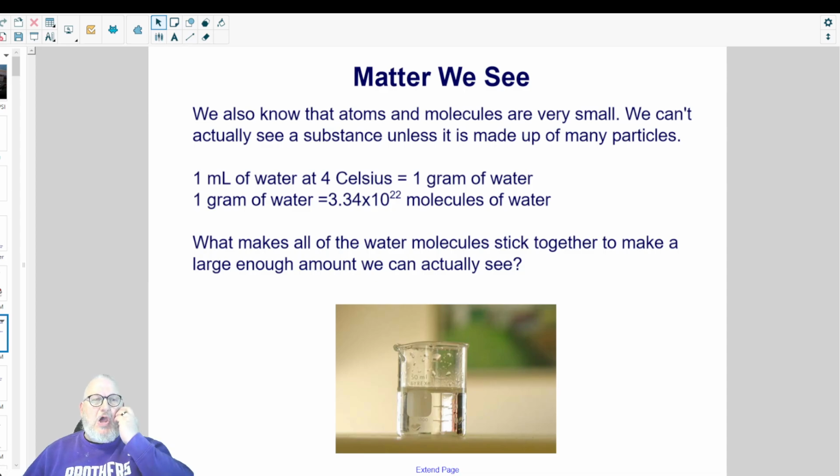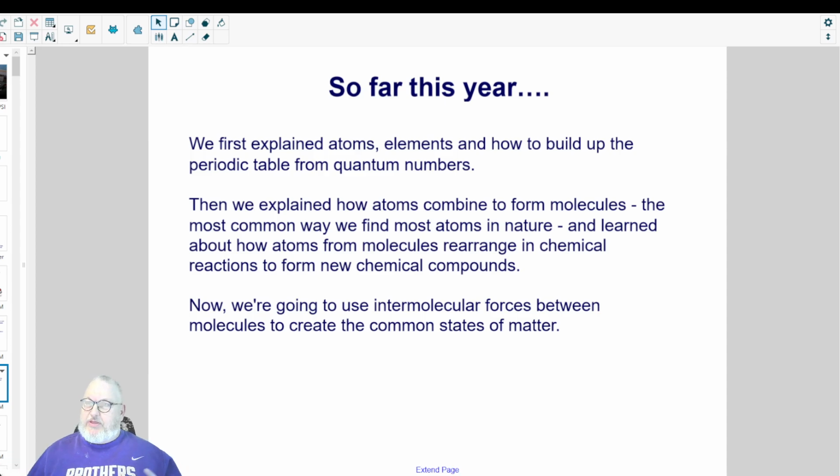We know that 1 milliliter of water at 4 degrees Celsius is equal to 1 gram of water. Why? Because of the density. So 1 gram of water, 1 milliliter, has 3.34 times 10 to the 22 molecules of water. What makes these water molecules stick together to make a large enough amount that we can actually see and touch and do things with?